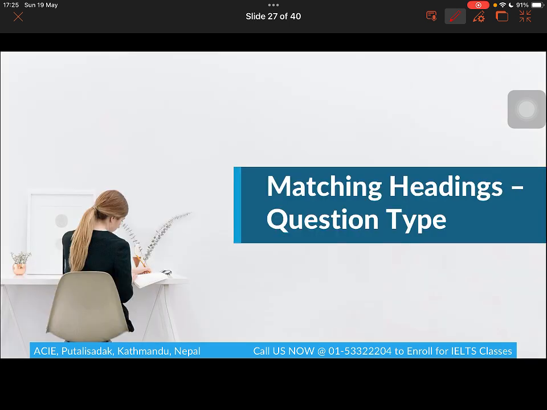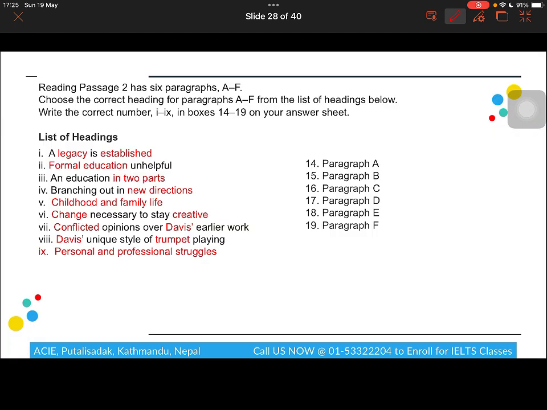So let us look at the sample for this question, and the sample is here. Basically in this question, write the correct number 1 to 9 in boxes 14 to 19 on your answer sheet. So the boxes 14 to 19 are actually the list of paragraphs, and you're required to find the headings for each paragraph in this question from the list of headings that has been given here.